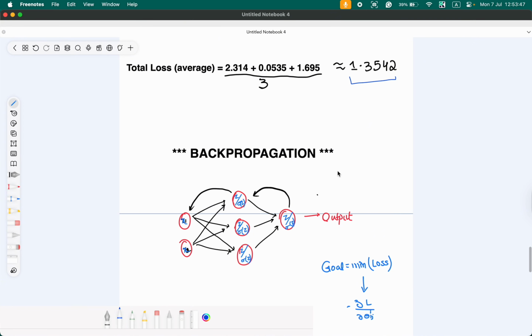So we know the loss. We will use backpropagation now, which is used to reduce the loss. So now the big idea: how do we reduce this loss? We use a method called backpropagation to reduce this loss, and here's the intuition.